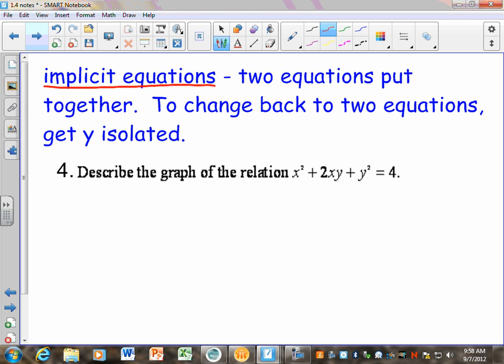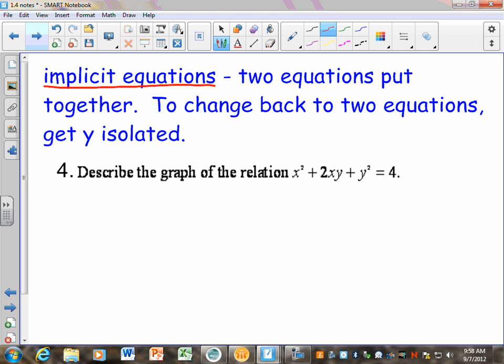So this one's x squared plus 2xy plus y squared equals 4. If I want to get y by itself, what would be a good first step? Kind of not so pretty there, huh? It'd be nice if there was only one y in that problem, right? That would make things a lot easier. But it's not so nice there.